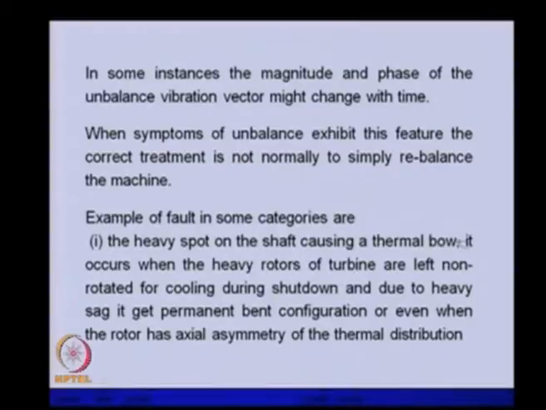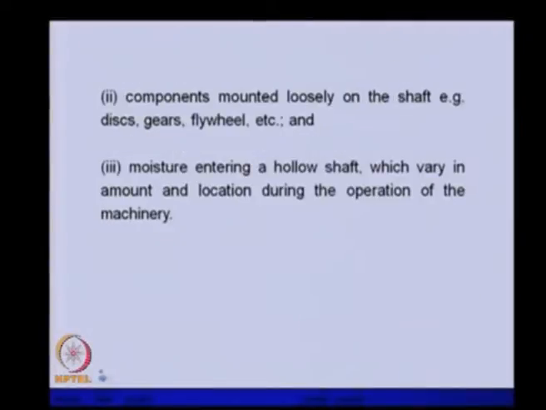An example of a fault in such a category is a heavy spot on the shaft causing a thermal bow. It occurs when the heavy rotors of a turbine are left non-rotated for cooling during shutdown, and due to heavy sag it gets a permanent bent configuration, or even when the rotor has axial asymmetry of thermal distortion. Because of this we may find that the response changes over a period of time.